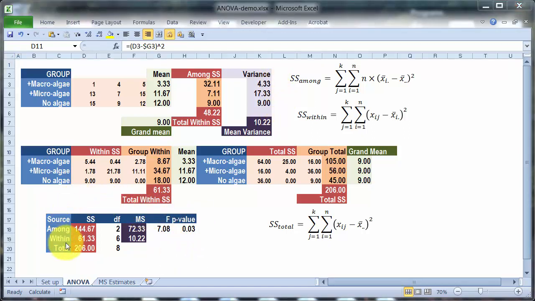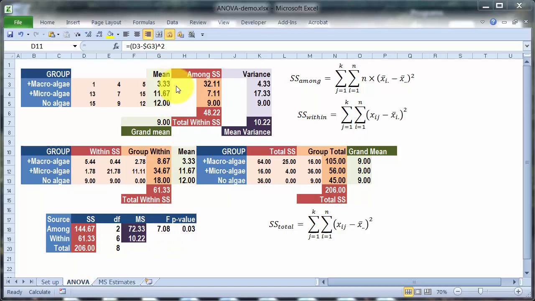The analysis of variance table is down here, and the number we're most interested in is the F value here, 7.08, which is obtained by dividing mean square among by mean square within. If we compare that to the table value, or the value from the F table with 2 and 6 degrees of freedom, we'll find that it's a little bit bigger. So we reject the null hypothesis that the means of all groups are similar.